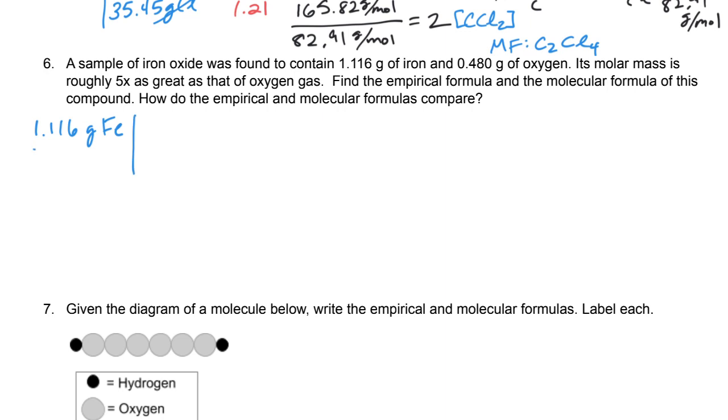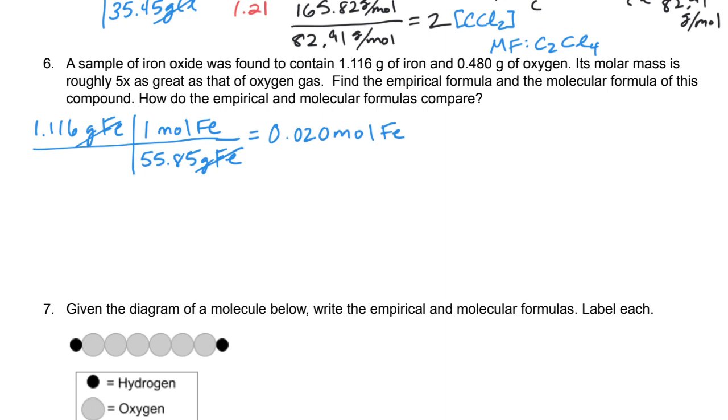So when we look up iron on the periodic table, we see that its molar mass is 55.85 grams of iron in every 1 mole of iron. And we need to put the grams on the bottom so they'd cancel. And that gets us 0.020 moles of iron.